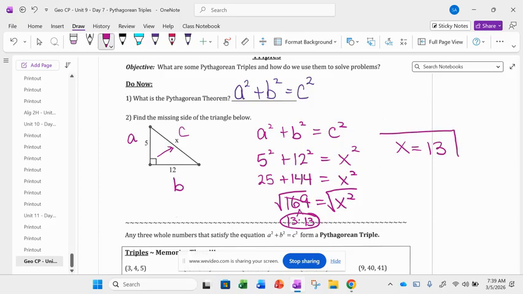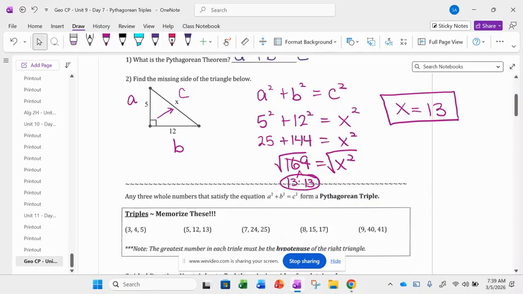How come I didn't write plus or minus 13? Because when we were just dealing with radicals and we were solving, we'd always write plus or minus. How come now I'm not writing plus or minus? Good, because a side length can't be negative. It could only be positive. So we immediately in our heads just reject that negative.